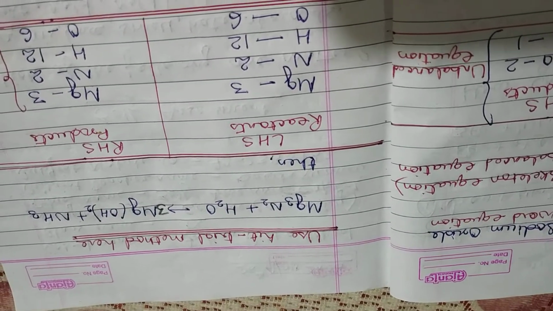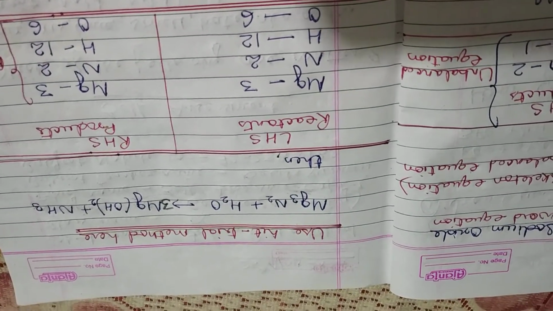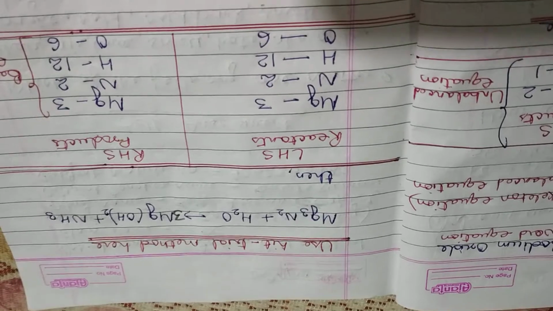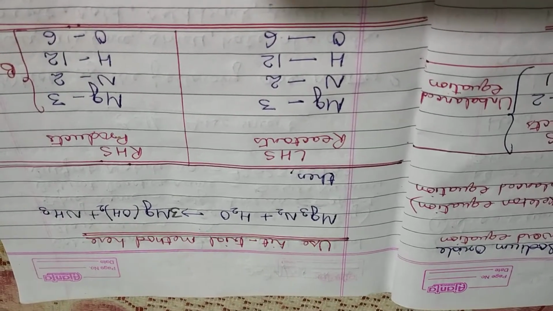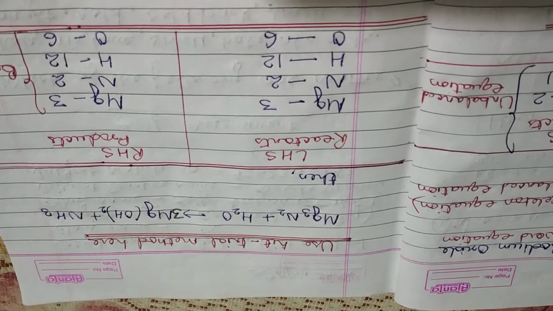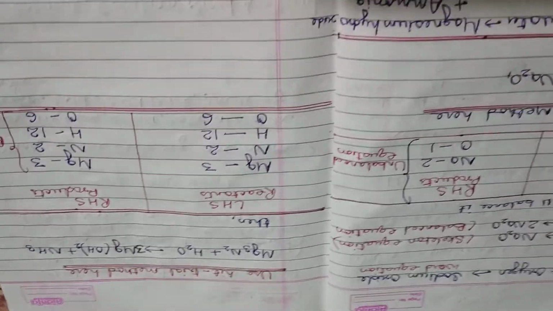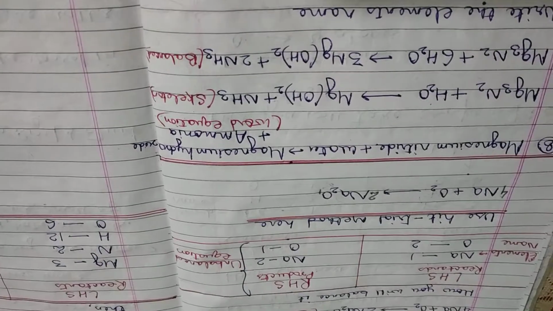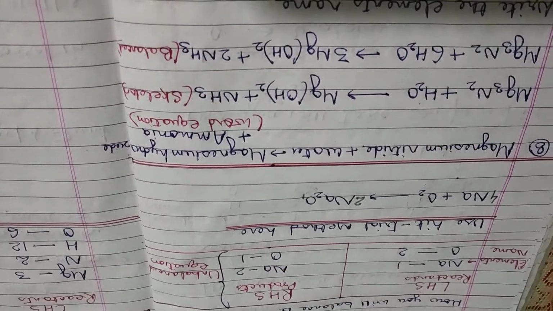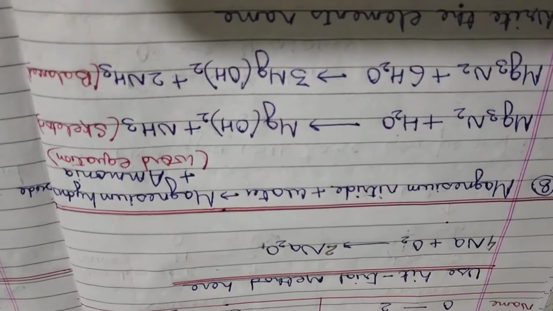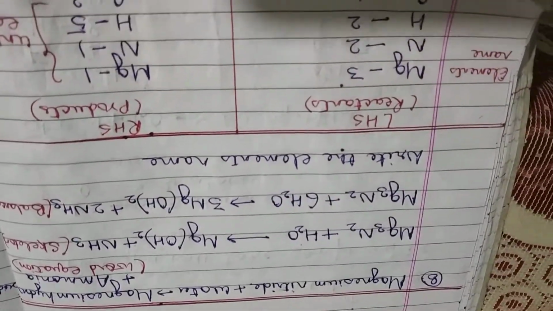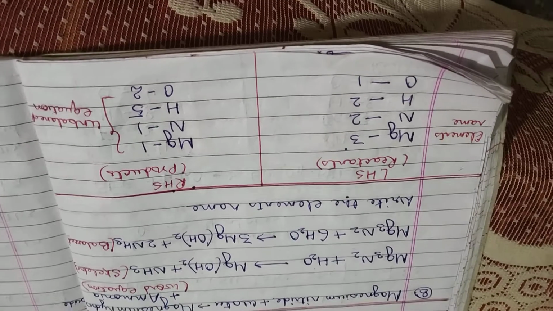Right, students, it means the number of atoms of magnesium on both sides is equal. On the left hand side magnesium has 3 atoms. On the right hand side also magnesium has 3 atoms. Now this one is balanced here. Now students, what will we take here? Because we see here magnesium 3 is equal.